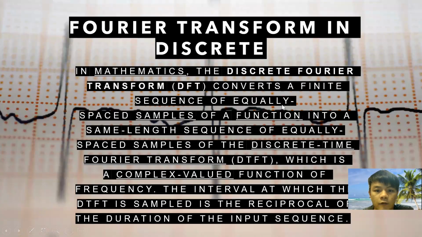Next, Fourier transform in discrete. In mathematics, the discrete Fourier transform DFT converts a finite sequence of equally spaced samples of a function into a same length sequence of equally spaced samples of the discrete time Fourier transform DTFT, which is a complex value function of frequency. The interval at which DTFT is sampled is the reciprocal of the duration of the input sequence.